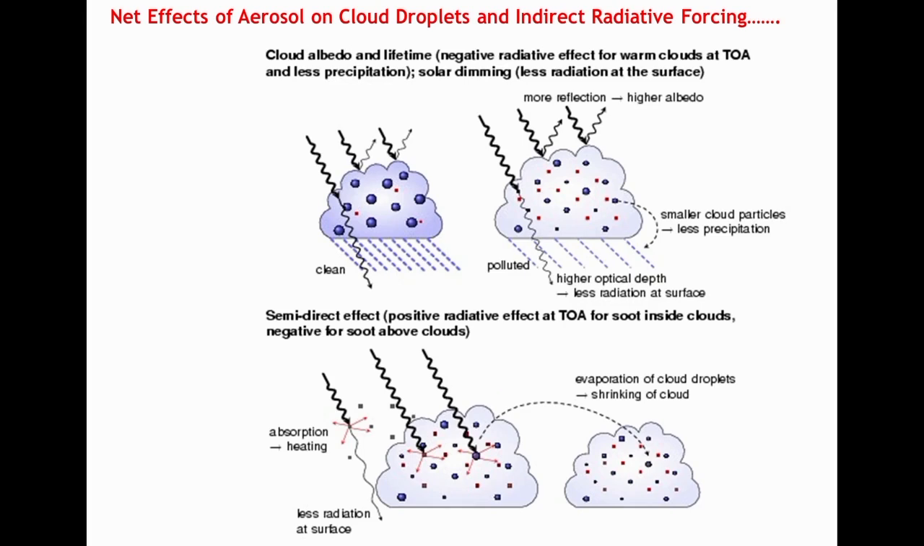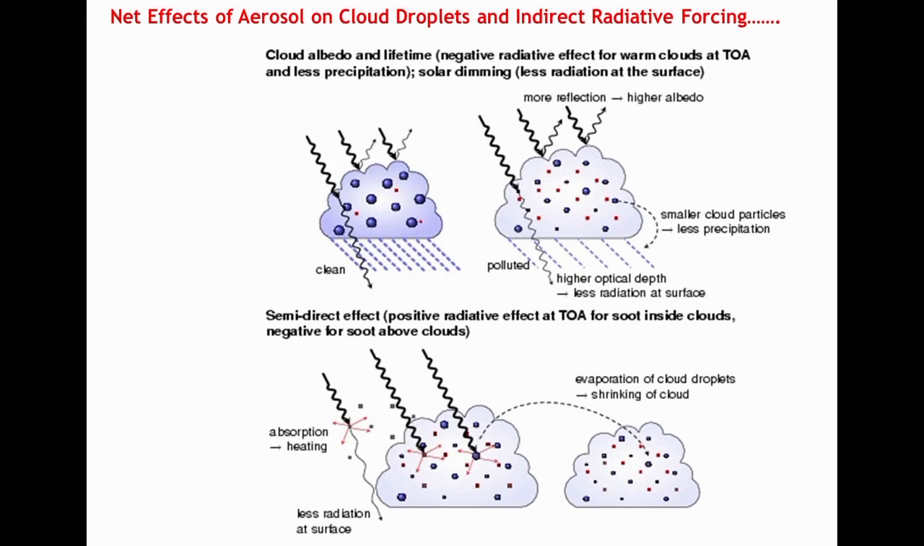It's a net cooler because you can have more seeds that can make a brighter cloud, make a cloud live longer, and hence increase the scattering from both the first indirect effect and the second indirect effect. And so you've got a trade-off between radiatively active gases and radiatively active, but in the opposite sense, particles. Doesn't mean the pollution is good, it just means it has a different forcing effect. Okay?